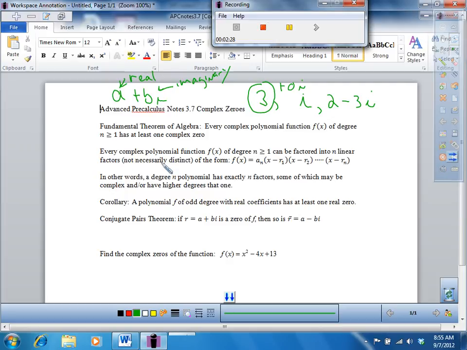Okay? So every complex polynomial f of x of degree n can be factored into linear factors, not necessarily distinct. What that means is that some of them may be squared. Okay, so you could have x minus 2 squared counts as 2 factors. Okay, so you could have an x minus r1 squared, but altogether those are going to add up to the degree of the polynomial. You know, so if you have something like x cubed minus 3x squared plus 2x.